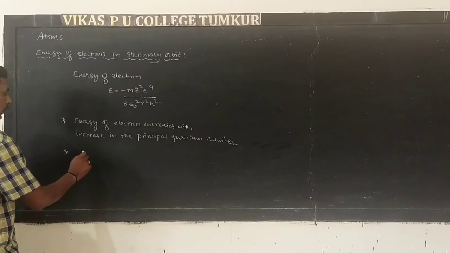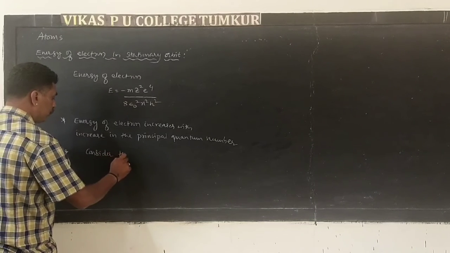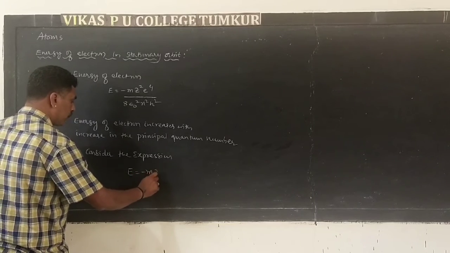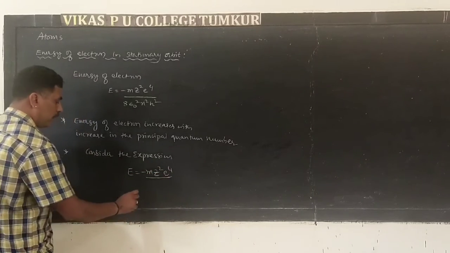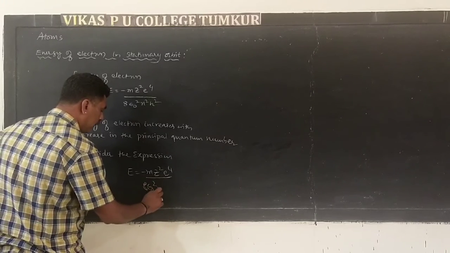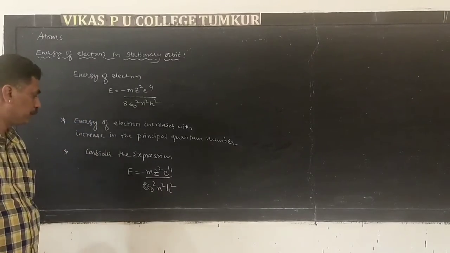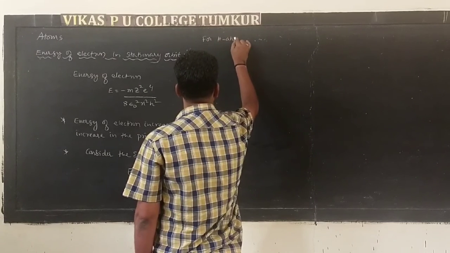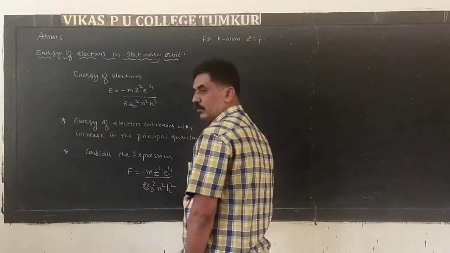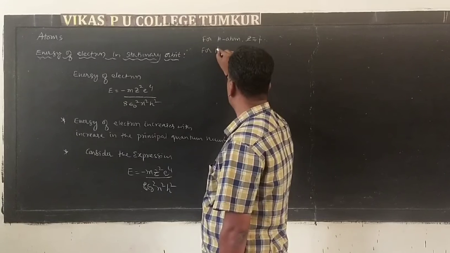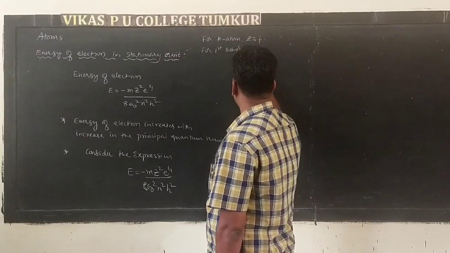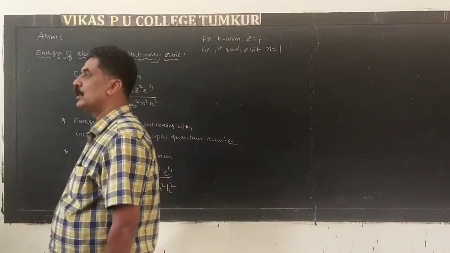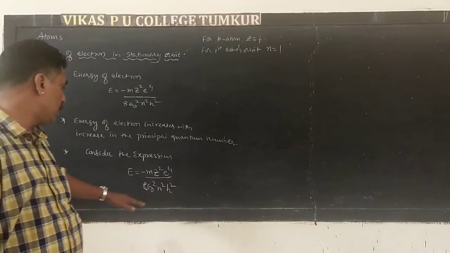So now I will consider the expression E is equal to minus m Z square e power 4 divided by 8 epsilon naught square n square h square. In this expression, for hydrogen atom, Z will naturally be 1, and for the first Bohr orbit, n should be taken as 1. So let us substitute 1 each for Z and n here.